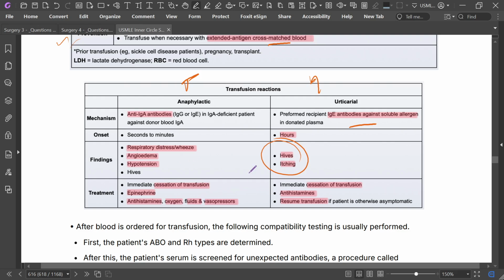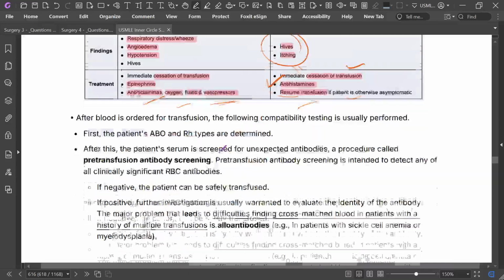In allergic reactions, immediate cessation of transfusion, antihistamine, and resume the transfusion if the patient is otherwise asymptomatic. In anaphylactic cases, if there is respiratory distress and hypotension, immediately stop the blood. Epinephrine should be given, along with antihistamine, oxygen, fluid, and vasopressor.